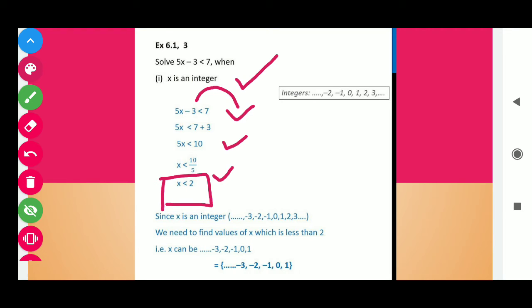But students, we have to state the integers, those integers which are less than 2. In this way we will get the answer -3, -2, -1. This goes to minus infinity and the number up to 1. So students, this is our answer: 1, 0, -1, -2, -3 up to minus infinity.